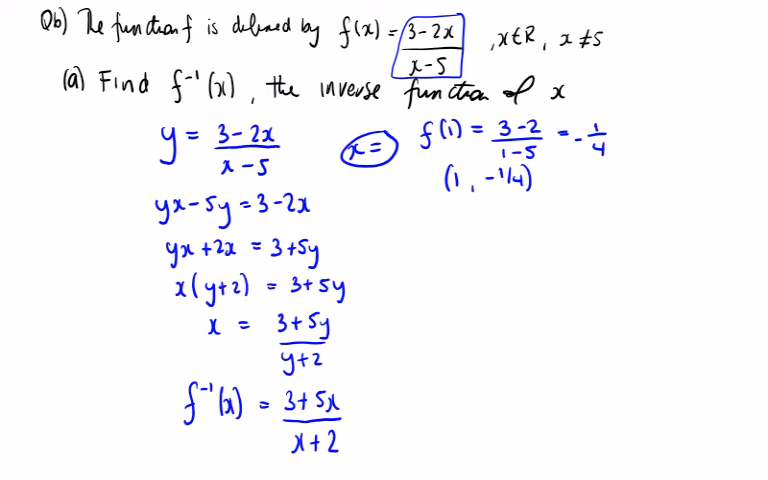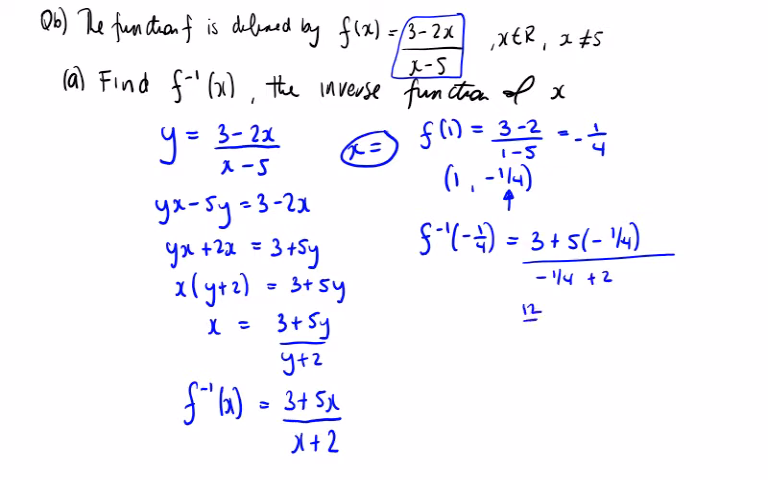Now let's see what happens if we put this value, minus 1 over 4, into the inverse function. We're going to get 3 plus 5 times minus 1 over 4, over minus 1 over 4 plus 2. And if we change them into quarters, we have 12 quarters minus 5 quarters on top, and we have 8 quarters minus 1 quarter on the bottom, which is 7 quarters. So 7 over 4 divided by 7 over 4, which is equal to 1. So the point minus 1 over 4, 1 is on the inverse function.